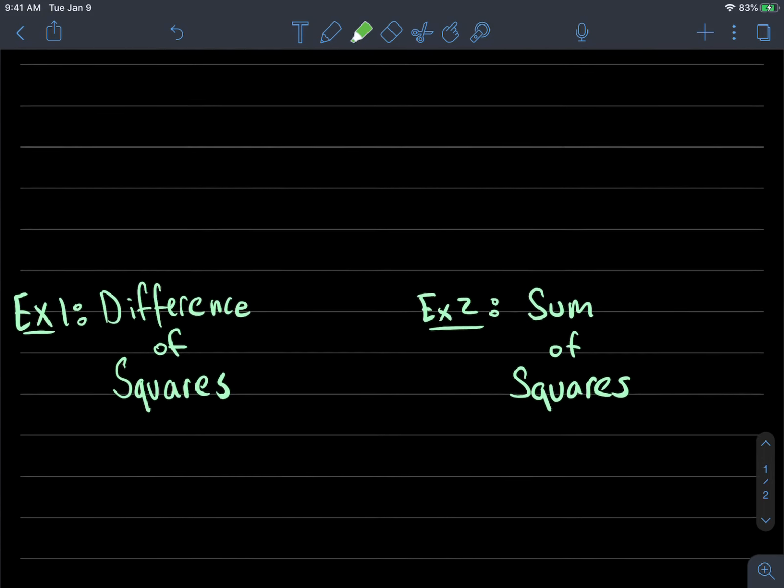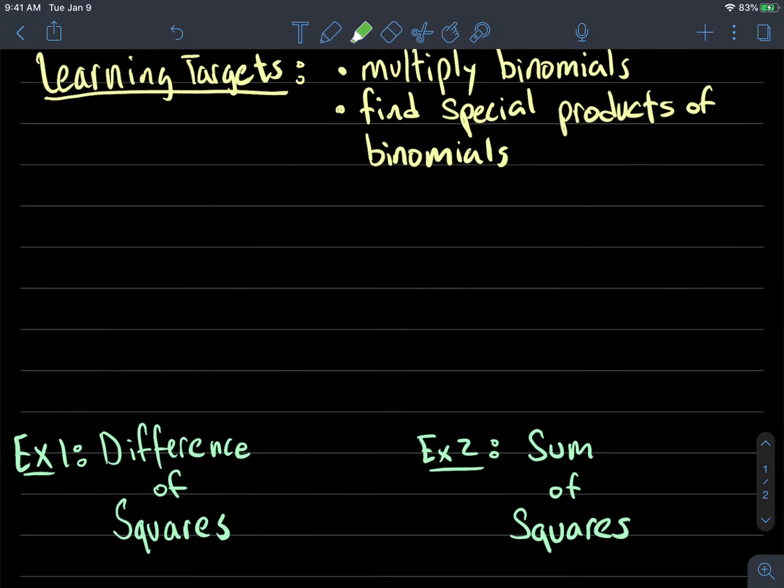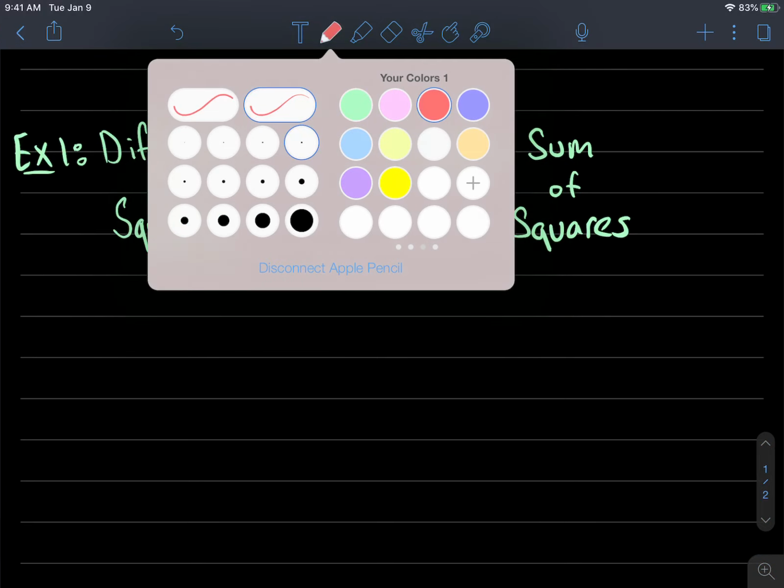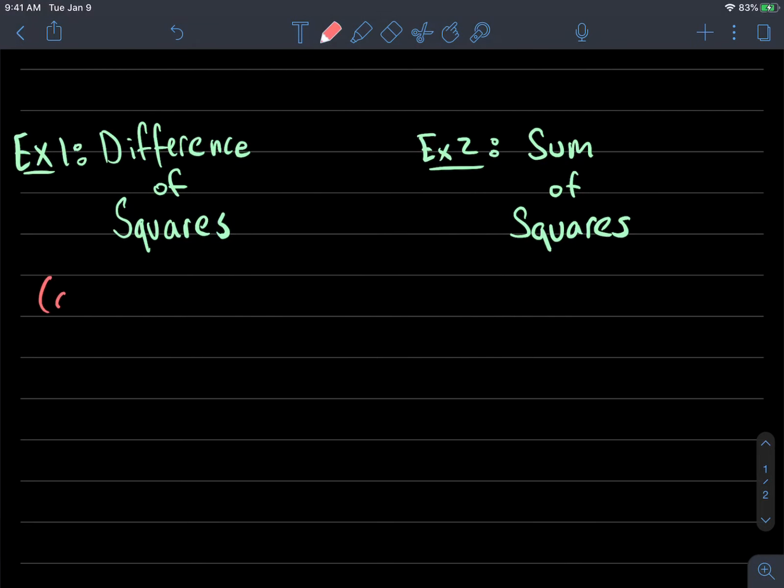So we're just going to go straight into our first example, which is difference of squares. What does that mean? When you have a problem that's called difference of squares, generally speaking, you're going to have something that looks like this: a plus b times a minus b. It doesn't matter what a or b are, this is what they look like.